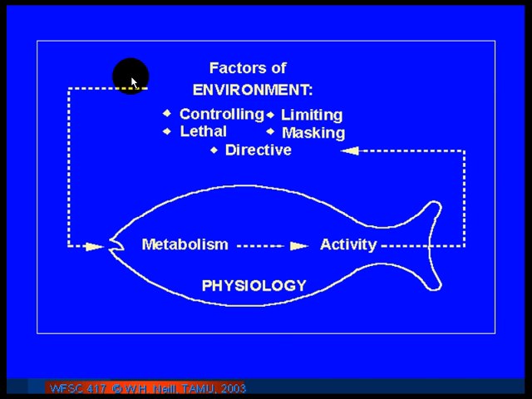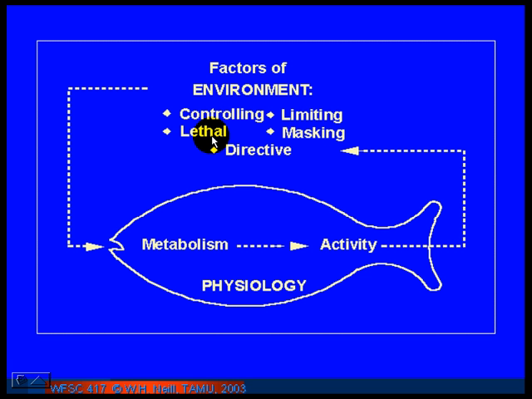Fry said that all of environment can be categorized into five sets of interacting effects, physiological effects on the organism. Controlling factors like temperature and pressure, and pH, set the pace of metabolism. Limiting factors are resources like dissolved oxygen that, when deficient, depress the maximum rate of metabolism. Masking or loading factors are factors like extreme salinity that cause the animal extra work just to maintain itself.